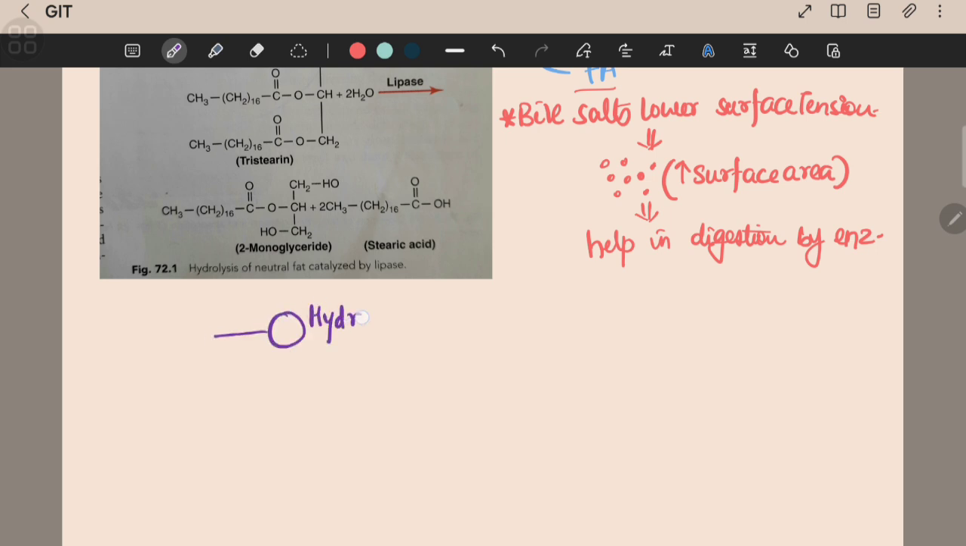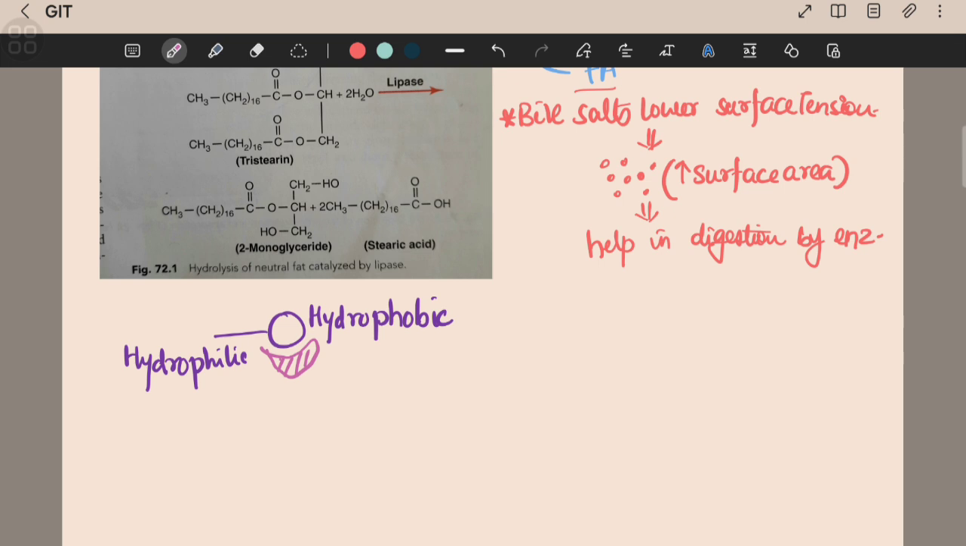Suppose this is the hydrophobic part, and this side is the hydrophilic end. Most of it is hydrophobic, so the hydrophobic part mainly aggregates with the lipids. Suppose this is the lipid: the hydrophobic part is attached to this lipid, and the remaining hydrophilic part is attached to the water. This breaks the fat down into smaller droplets and forms the emulsion.